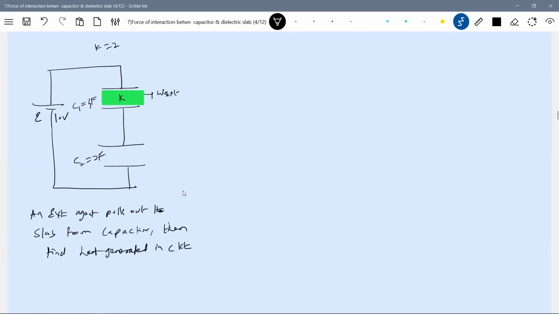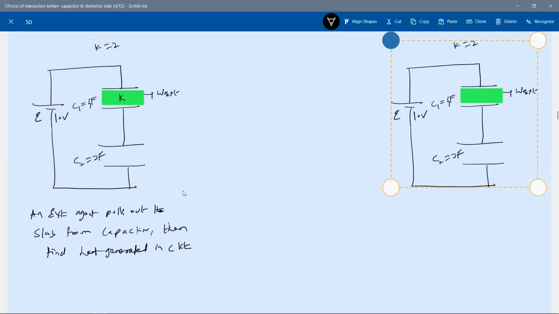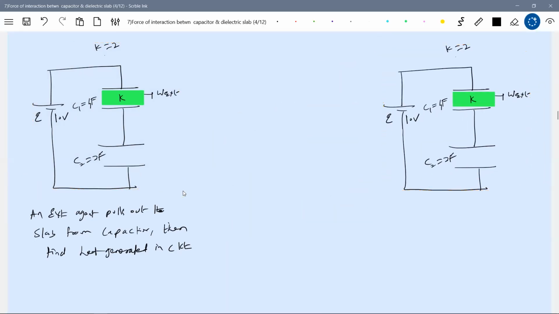Before pulling out, we need data. Am I right? After the slab is brought out, then the data. We'll compare both, then we can analyze. Otherwise, it's not possible to say anything about the conditions in the circuit. The one which is pulled out, I'll keep it here.